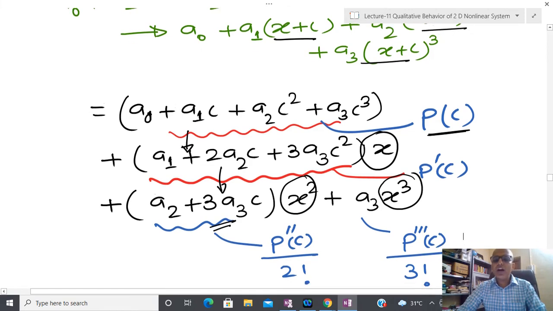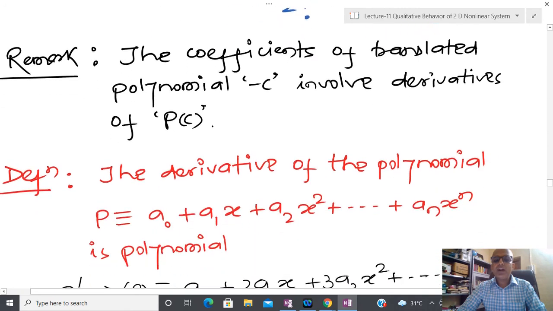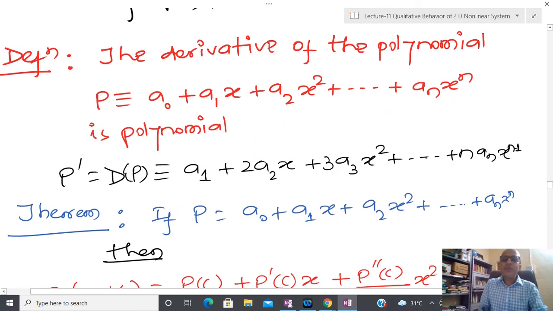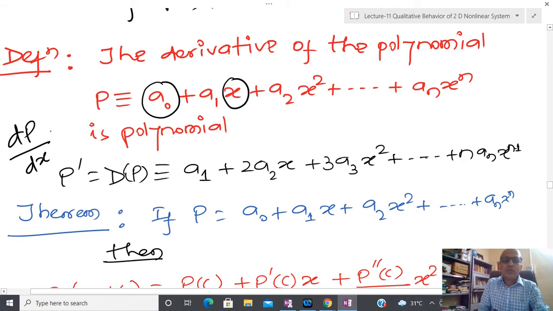Now suppose I have some polynomial and I have to tell what the meaning of the derivative of a polynomial is. During your 10 plus 2 you have already learned about this, so I am not going to repeat it. Here a0 is a constant, so its derivative is equal to 0. Whenever I write p dash, it means I am talking about dp by dx, whatever the independent variable is, I am going to take the derivative with respect to that, and after that I have this kind of thing. So this I have represented by dp.